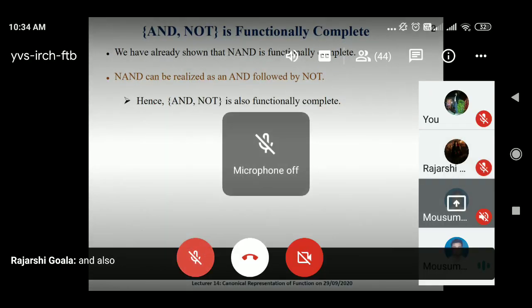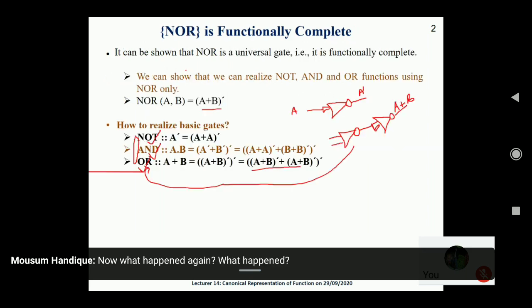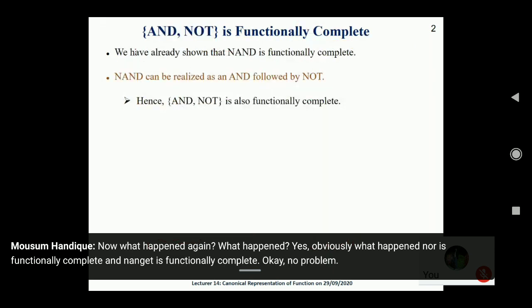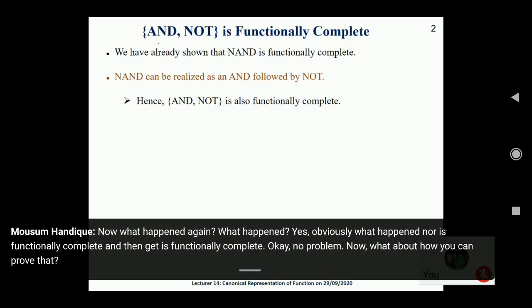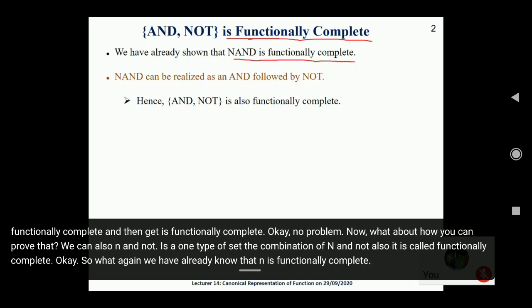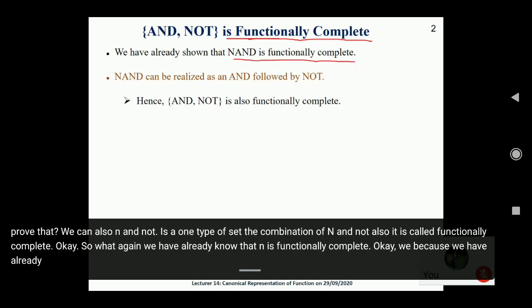Now what happened? Obviously, NOR is functionally complete and NAND gate is functionally complete. Now how can you prove that AND and NOT is also a type of functionally complete set? The combination of AND and NOT is also called functionally complete. We already know that NAND is functionally complete, because we have already proved it.